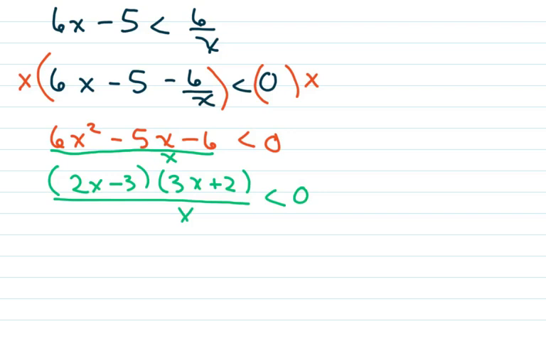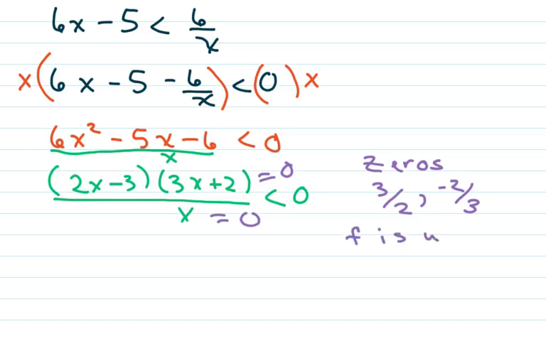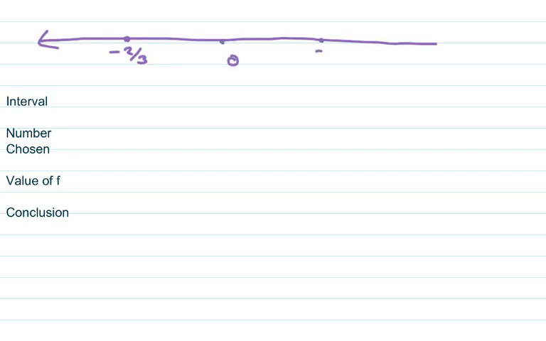And that's less than 0. So our zeros are found when you set the numerator to 0. And so our zeros are 3/2 and negative 2/3. And of course you set your denominator to 0 to find where f is undefined. And that's going to be x is 0. So we have 3 numbers we have to deal with. And if I put them in order, I'll do a little number line. We have negative 2/3, we have 0, and we have 3/2.